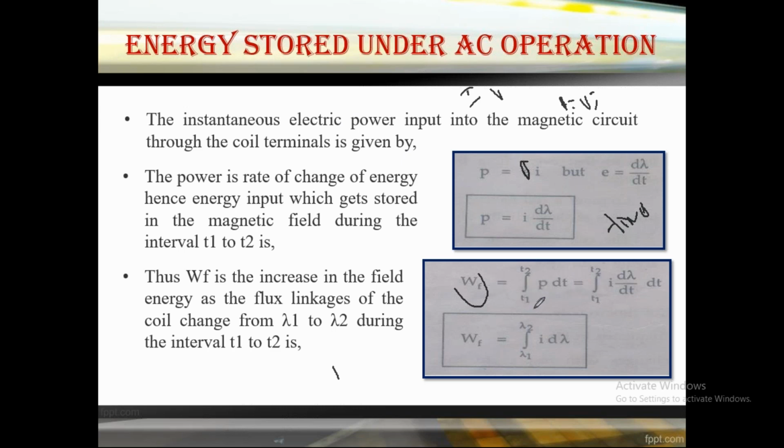Now substitute in this equation, instead of P you can substitute I into d lambda by dt. So dt will get cancelled and you will get omega f, that is Wf, is equal to integral of, so here we have only the d lambda parameter, so the T1 T2 limits will change to lambda 1 lambda 2. So this is the work done, that is the energy stored in the form of power in AC devices. So omega f is equal to integral of lambda 1 to lambda 2 of I d lambda.